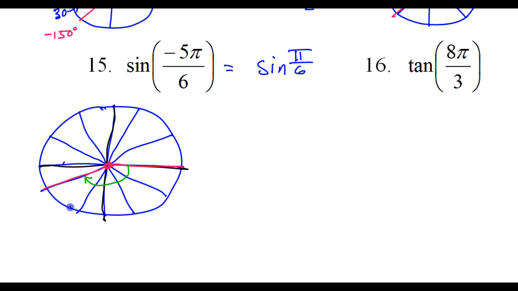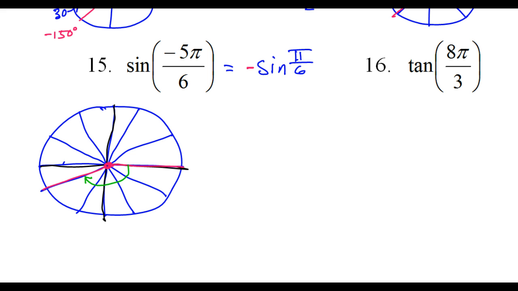On the unit circle, cosine is the x value and sine is the y value. So the y value is definitely negative in this quadrant, so I am going to need a negative sign on this value.